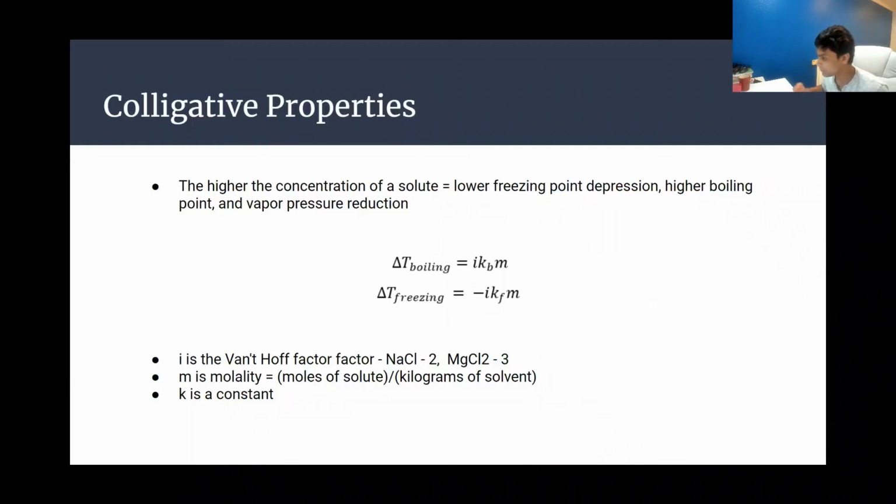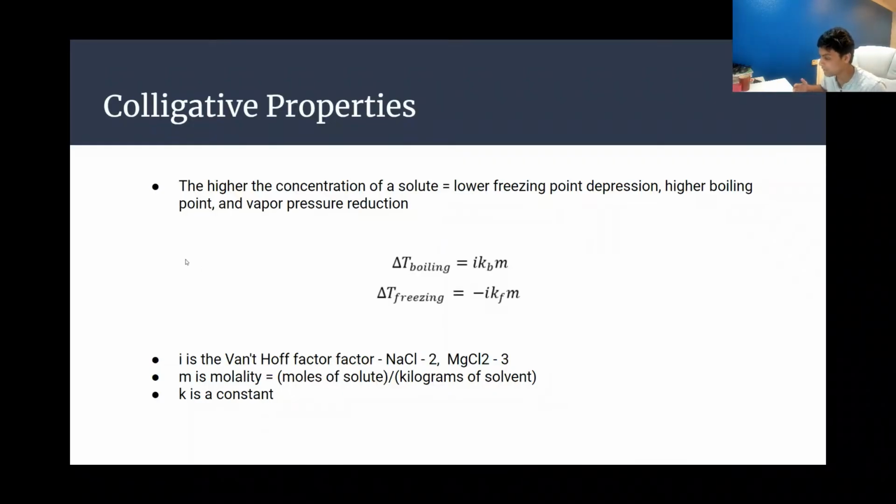A lower freezing point happens because the ions or solute get in the way of the solvent from freezing, and the vapor pressure reduction is when the ions prevent the solvent from escaping the liquid phase. So these are your equations: ΔT boiling = i Kb m, and ΔT freezing = negative i Kf m. i is the van 't Hoff factor: NaCl is 2 because it dissociates into 2 ions, MgCl2 is 3. m is molality, moles of solute per kilogram of solvent, and K is just a constant.